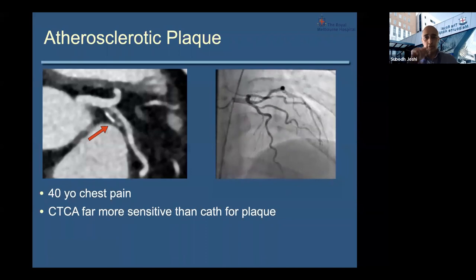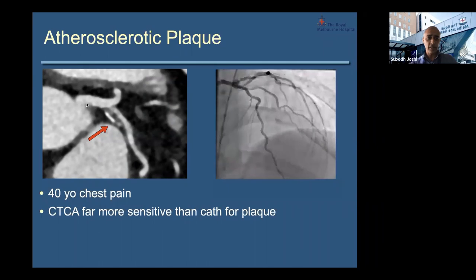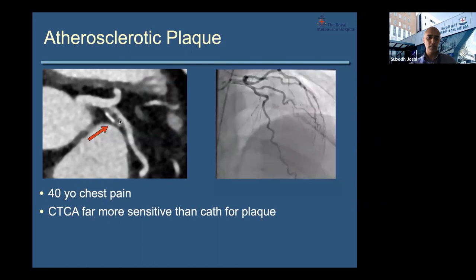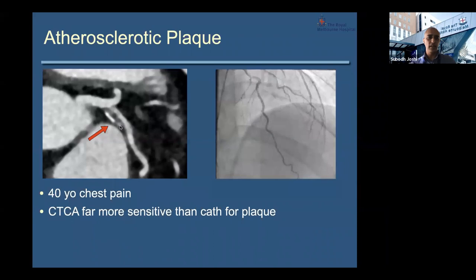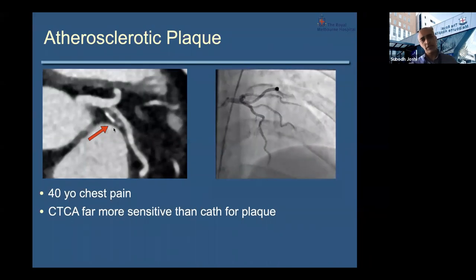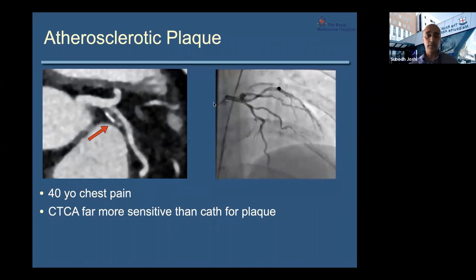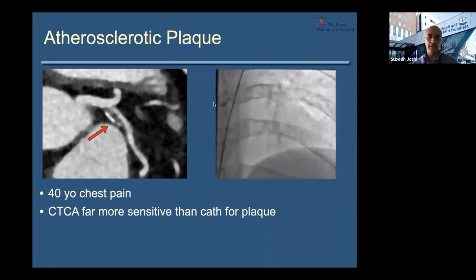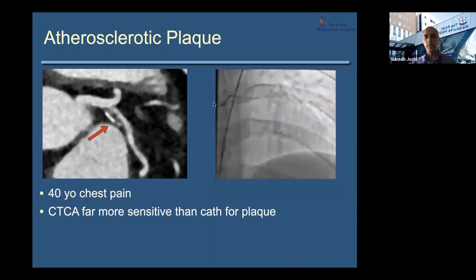So also predominantly non-calcified plaque, you can see on CT. This is a 40-year-old man. Here's his left main. Here's this big, ugly, mainly non-calcified plaque in the distal left main and proximal LAD. He went on to have a cath just because what we described sounded so bad, understandably. And the cath was actually reported as completely normal. Previously it used to be thought that on CT they see all kinds of things. The truth is that CT is far more sensitive for plaque than cath is.